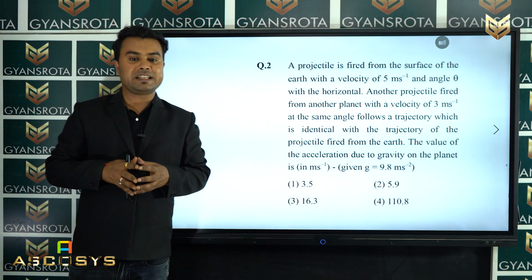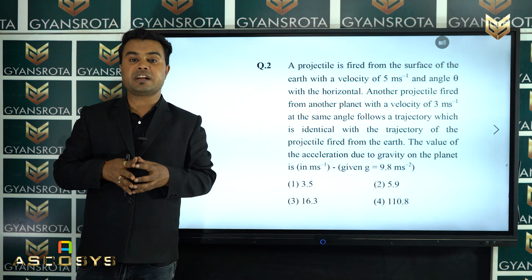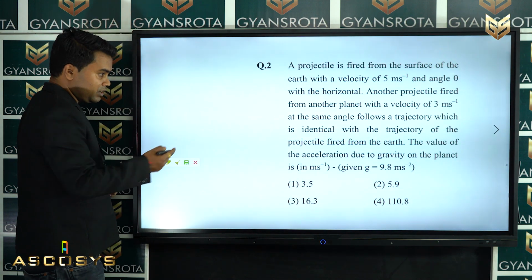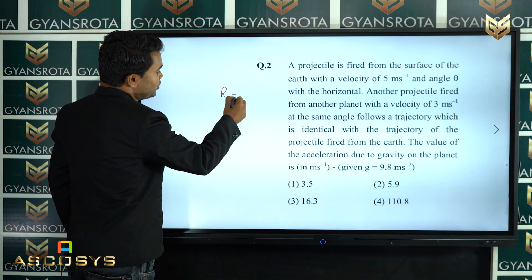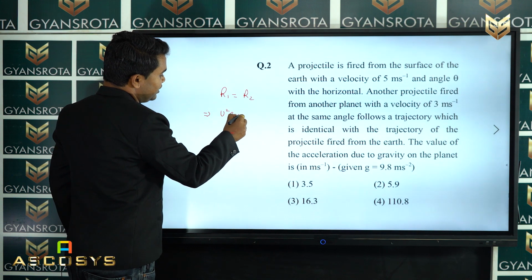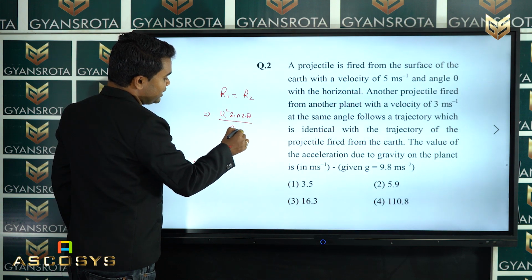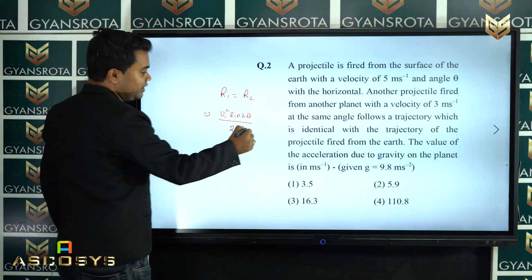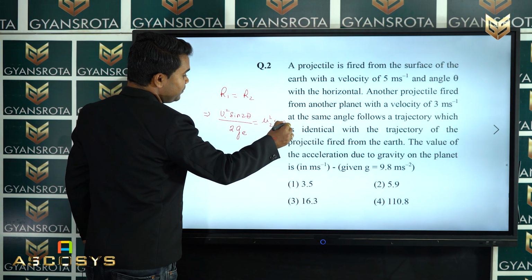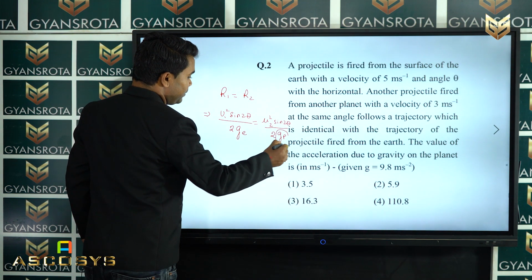Now one thing you need to know, that they are following the same trajectory, right. So if the trajectory is same, their range will be same. So I can say that range R1 will be equal to R2. So what you can write down as u1 square sine 2 theta divided by twice g of earth, will be equal to u2 square sine 2 theta divided by twice of g p, this is for planet.